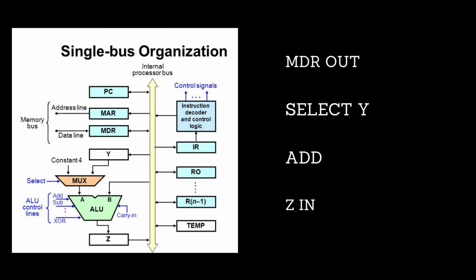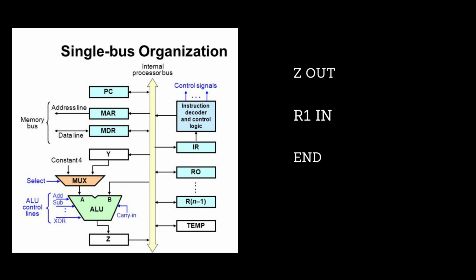In the fifth step, the value is selected from the Y register and the value of the R1 register is taken from the MDR, and then the addition happens and the addition value is stored in the Z register. In the last step of the single bus architecture, the addition value stored in the Z register is taken and stored in the R1 register, and after that the execution will end.